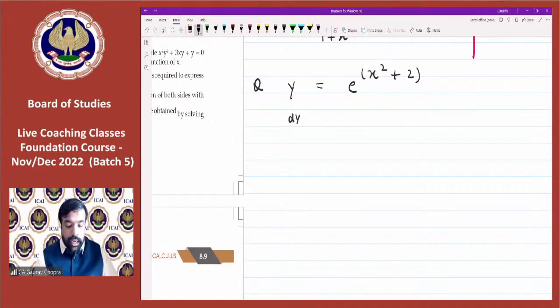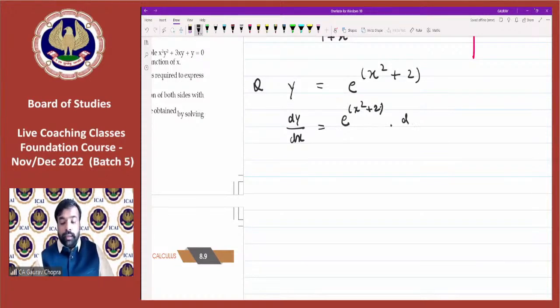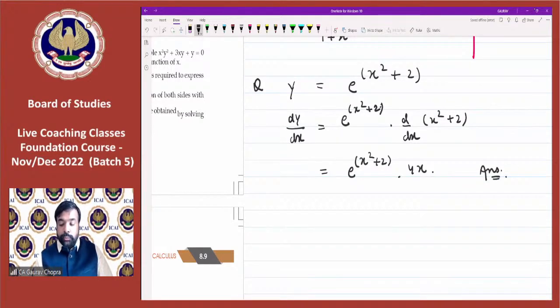dy by dx is equal to, so derivative of e to the power of x will remain as it is, and then multiply by d by dx of x square plus 2. So what will happen? It will be e to the power of x square plus 2 multiply by 2x. So this becomes the final answer. Okay. So y is equal to this function was given. There is function into a function, and then after solving, we are getting this answer.